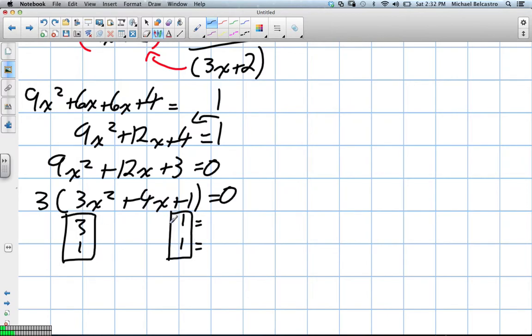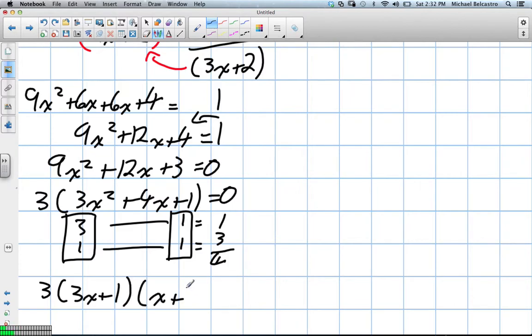Okay. I do the AC value. Okay, so you do 3 times 1. Yeah, 3. So what multiplies to 3 and adds to 4? Obviously, it's 3 and 1, right? So we know we're going to go across. We're going to get 3 and 1. That will give us our 4. Great. So our factored version of this will be 3x plus 1 and x plus 1.